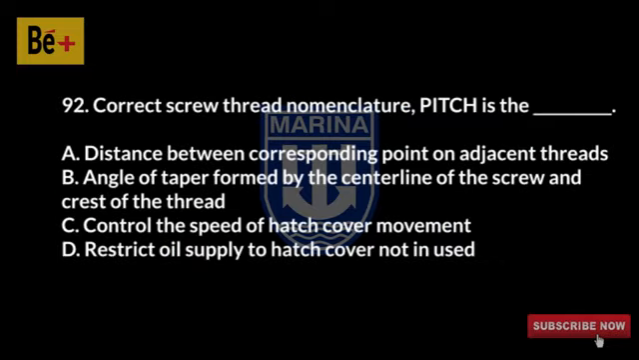Correct screw thread nomenclature. Pitch is the A. Distance between corresponding points on adjacent threads. B. Angle of taper formed by the center line of the screw and crest of the thread. C. Control the speed of hatch cover movement. D. Restrict oil supply to hatch cover not in use. The answer is A. Distance between corresponding points on adjacent threads.